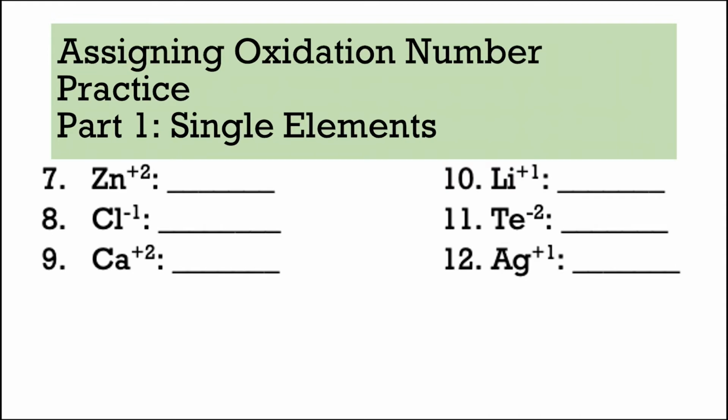With these, now we have ions. And you have to look at these numbers up here. They tell you what the oxidation state of that ion is. So for zinc 2+, the oxidation state is +2. For chlorine -1, it's -1. And so these ions are very, very easy to identify. And that's it.